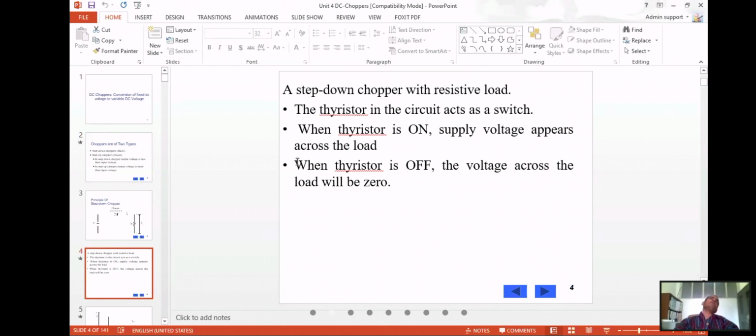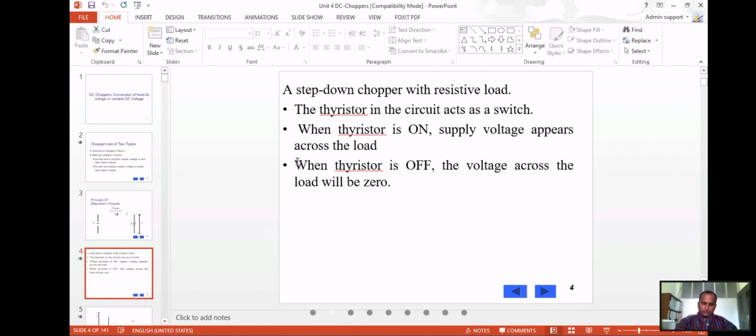Now you must be thinking, how do we get a variable voltage? Step down voltage means the output is less than the input. Let's say input is 50 volt, and your requirement for the output is just 20 volt. Now how do we get this variable output? It depends on the on period and off period. How long are you keeping this SCR on, and how long are you keeping this SCR off?